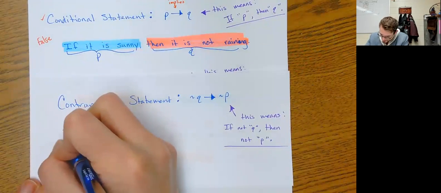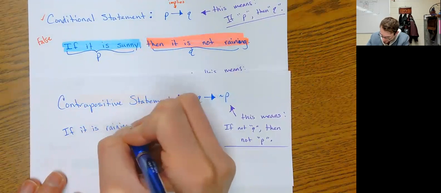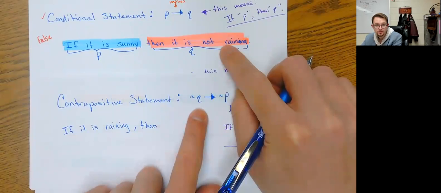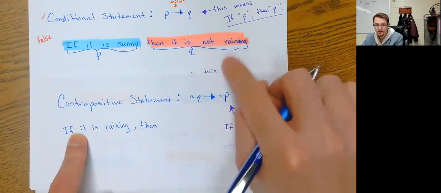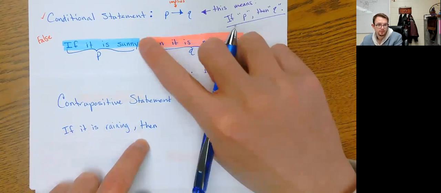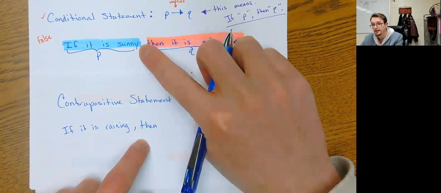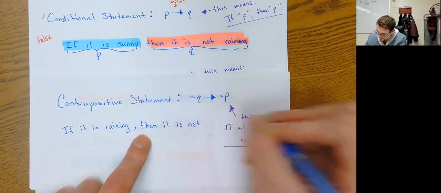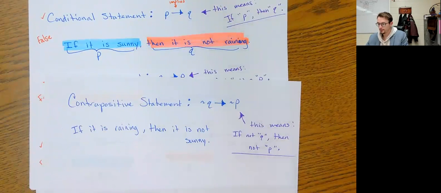So if it is raining, then, okay, so I've done the inverse of Q. The inverse of Q is it is raining, because originally it is not raining. Okay, now what is the inverse of P? P says if it is sunny. So what's the inverse of it is sunny? It is not sunny.